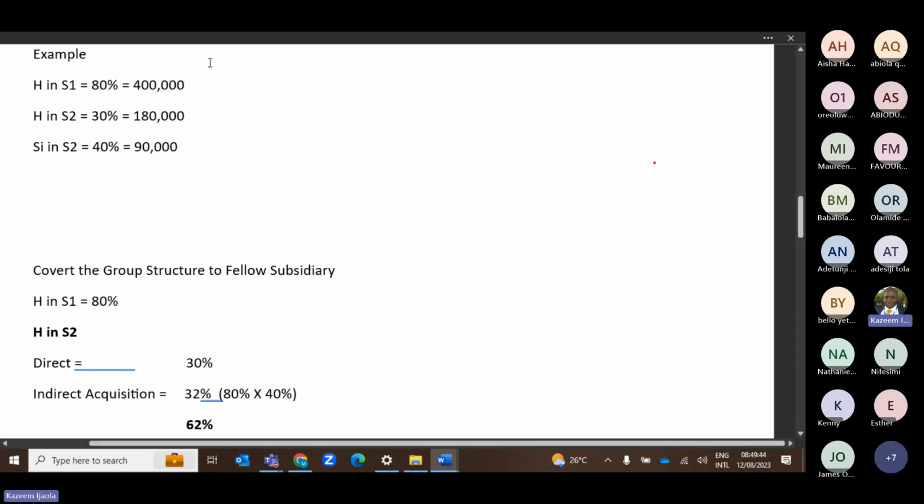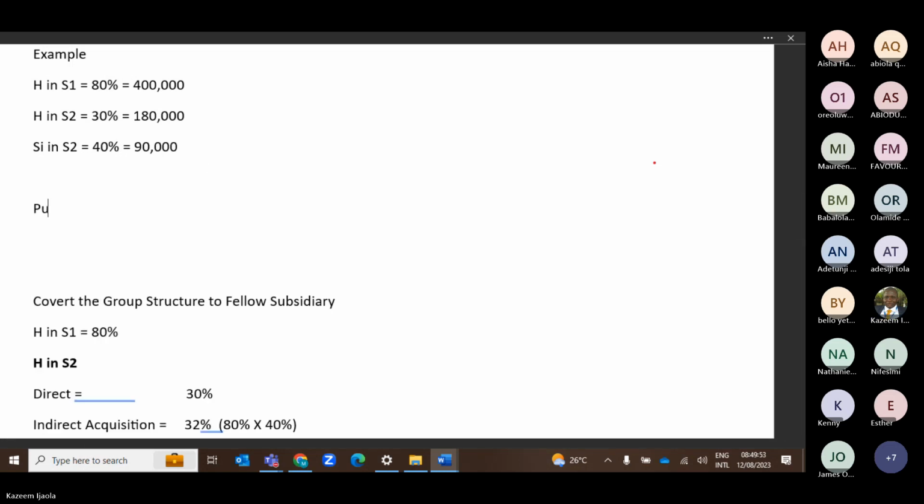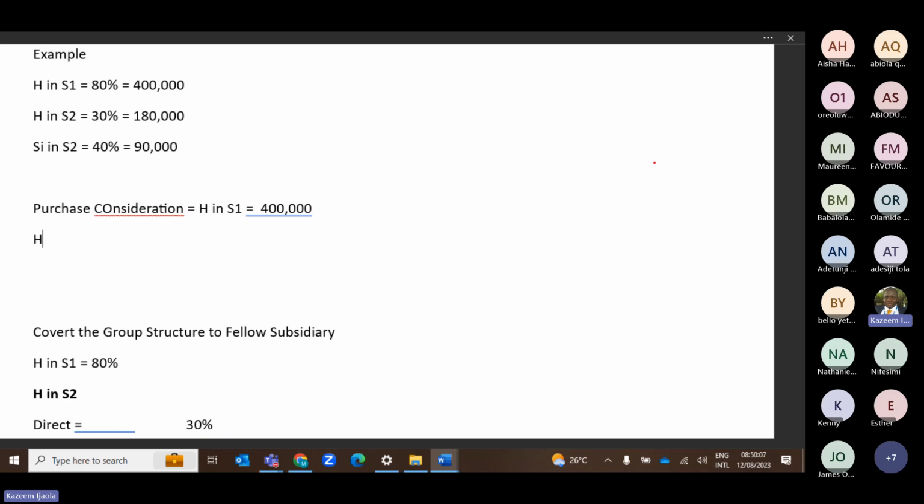So how do we determine the purchase consideration? For H in S1, the purchase consideration is clear now. It's 400,000, right? That one, no wahala. But for H in S2, it is not so clear. The first one is, how much did we pay for the direct acquisition? How much did you pay for the direct acquisition?